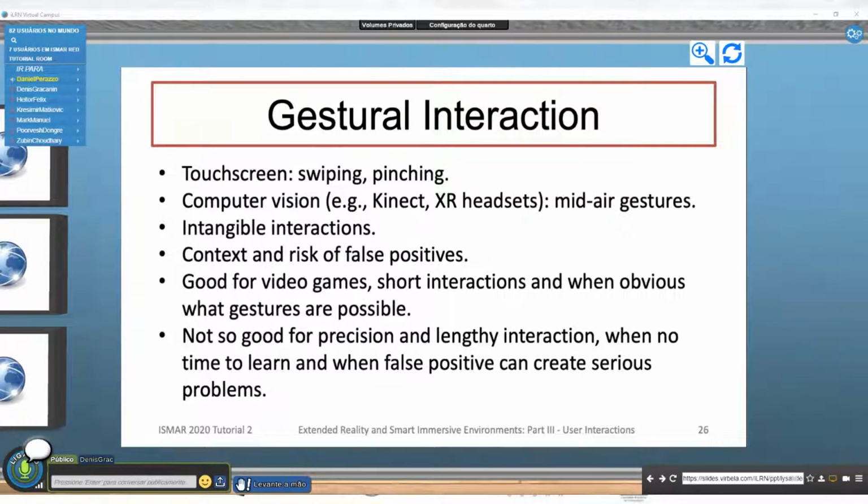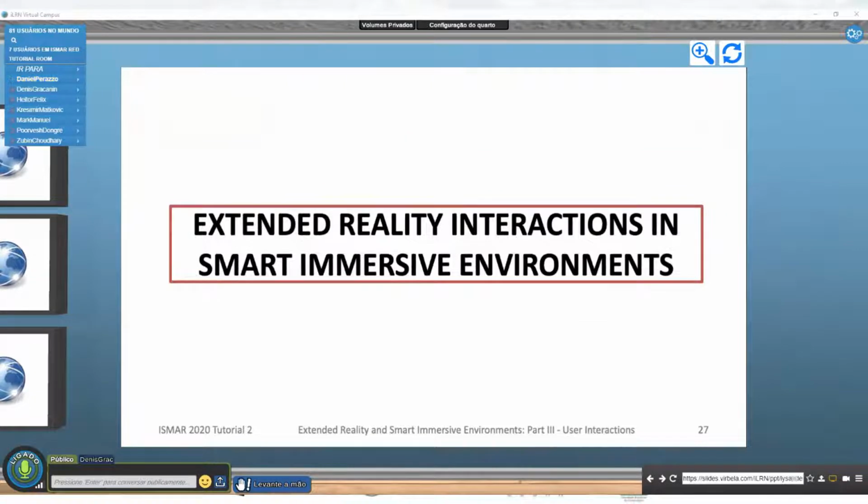So with that, we have provided an overview of what can happen in terms of interaction. Now we are going to look at a more specific example of extended reality interaction in smart immersive environments. For that purpose, we are going to describe a simple user study and some findings that can be interesting and informative for some design decisions and for designing more complex and involved user studies.